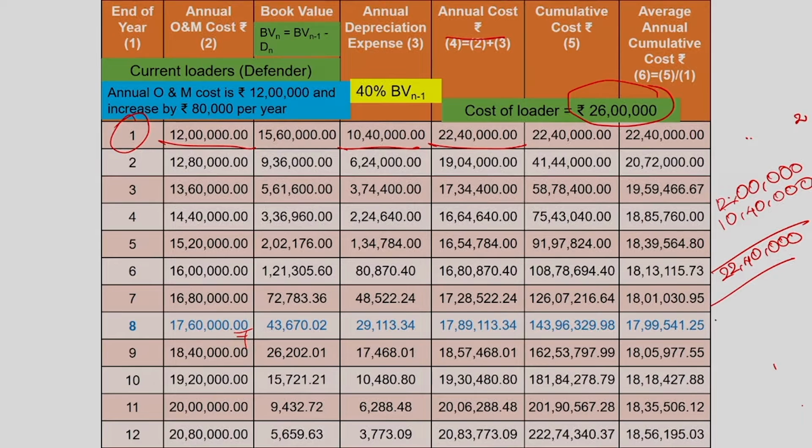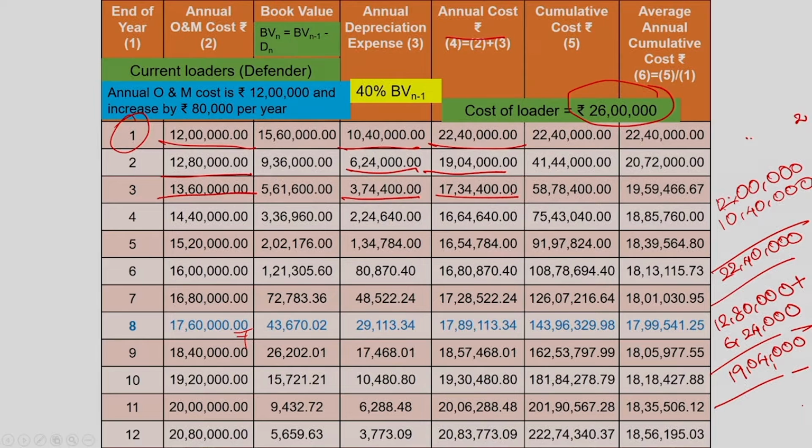Now, for the second year, 12 lakh 80,000 is your operating and maintenance cost. You add the depreciation, 6 lakh 24,000, and you get the total cost for the second year as 19 lakh 4,000. Fine. So this is how you add column 2 and column 3 to get the total annual cost. Now, find the cumulative cost.